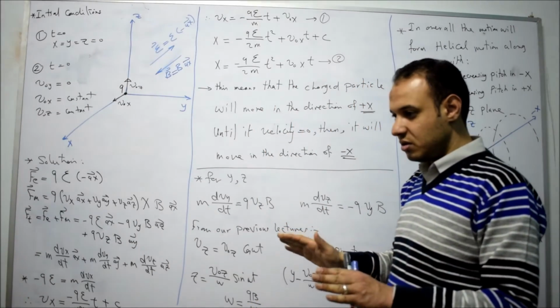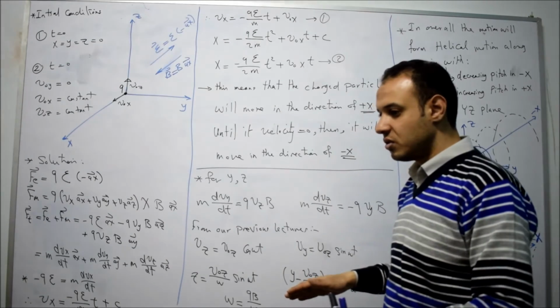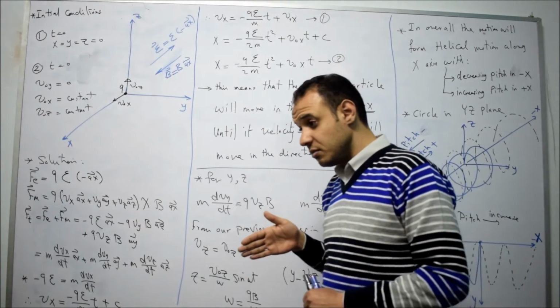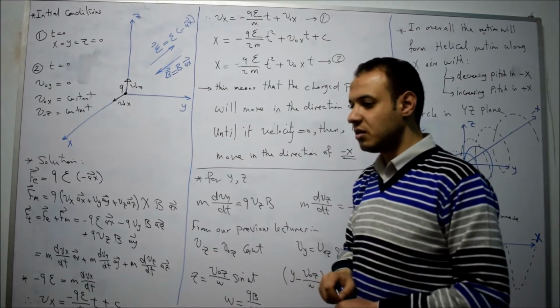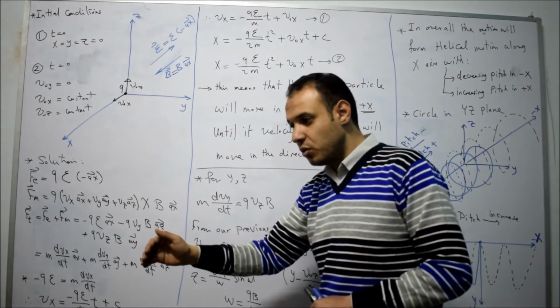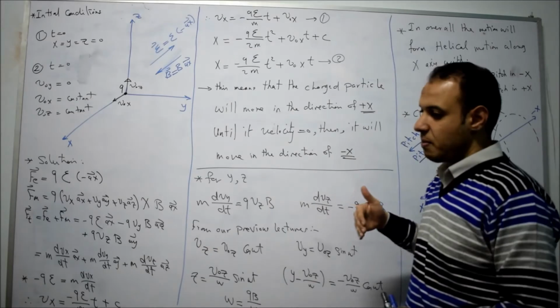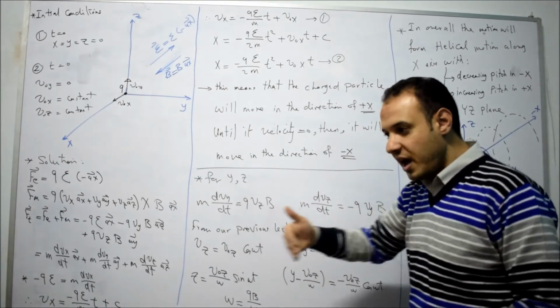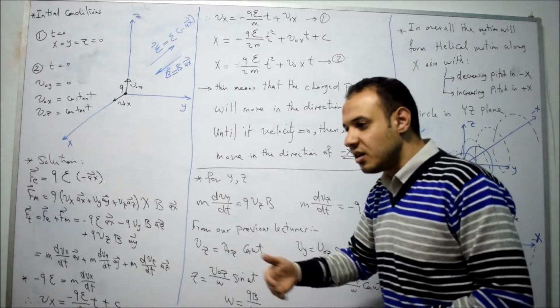So in conclusion, the motion along the x-axis is as follows. We have a decreasing velocity in the direction of x, and at some point this velocity will reach 0. Then the charged particle will go back in the direction of minus x with increasing velocity.